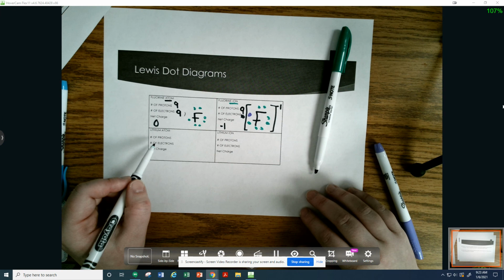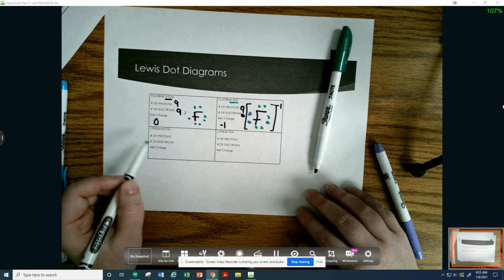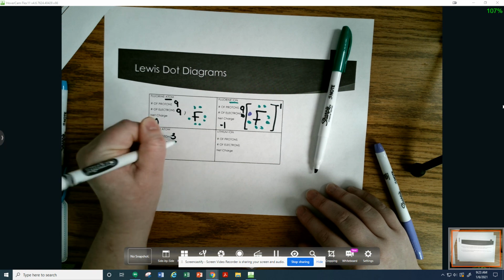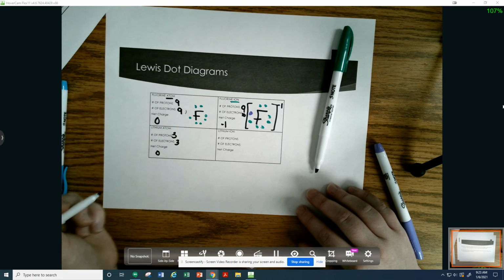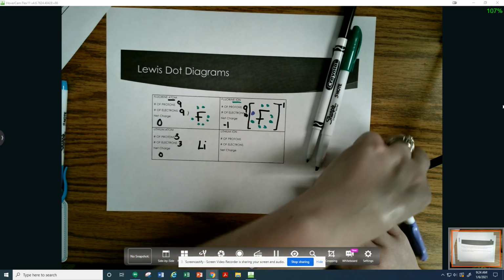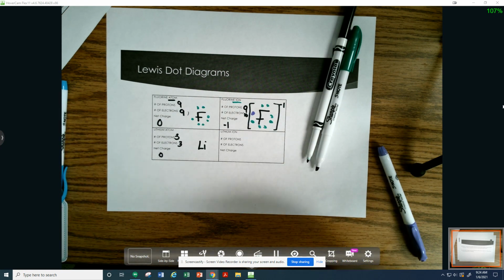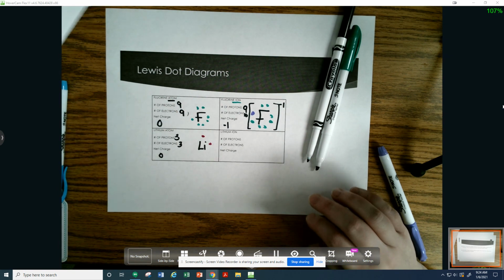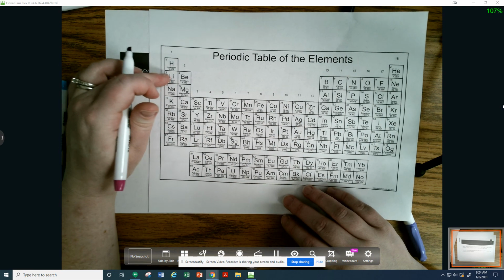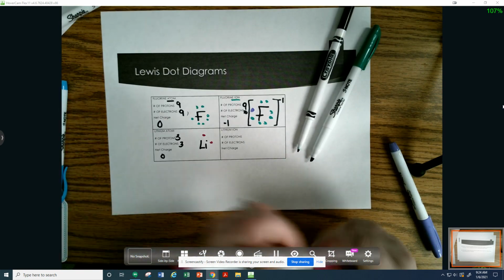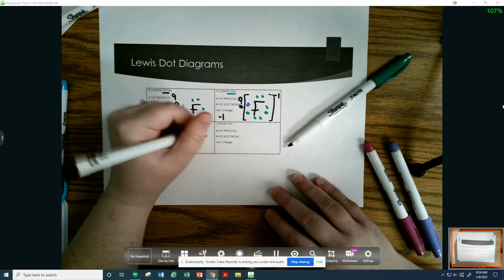One last example is the lithium atom. When it's neutral, lithium has 3 protons, therefore 3 electrons, and the net charge is neutral, so 0. Same idea, I can add my valence electrons here. I don't want to add all my electrons. Lithium is in family 1, therefore it has 1 valence electron. So let me go back real quick, and I'm going to just scratch this out.